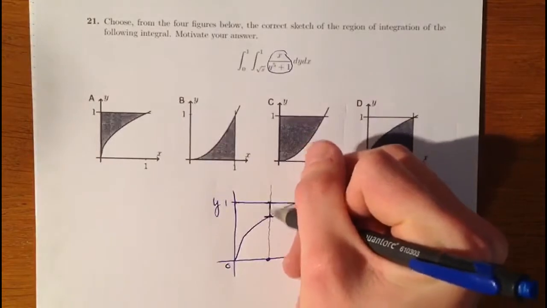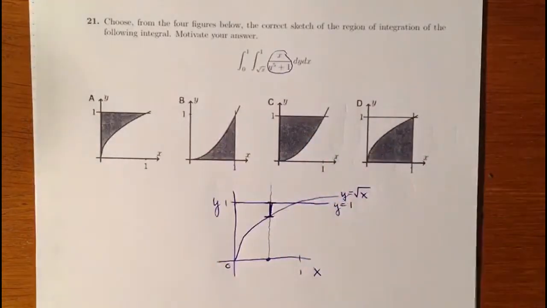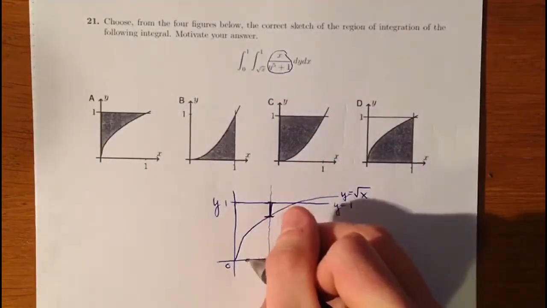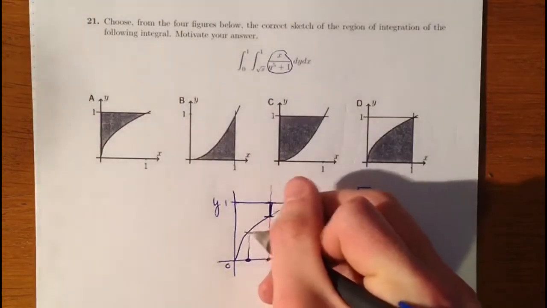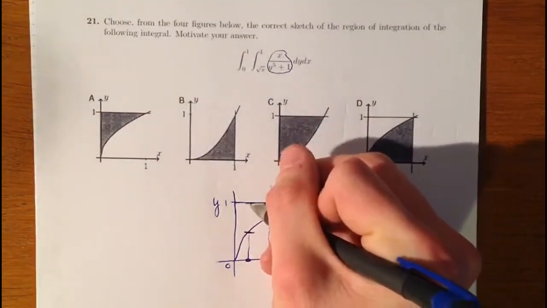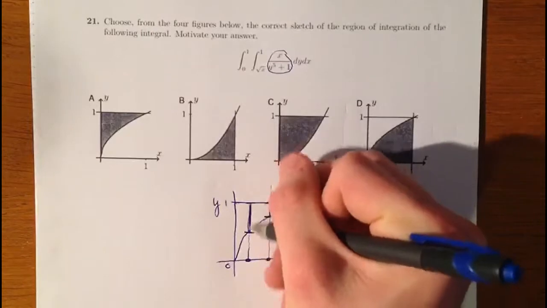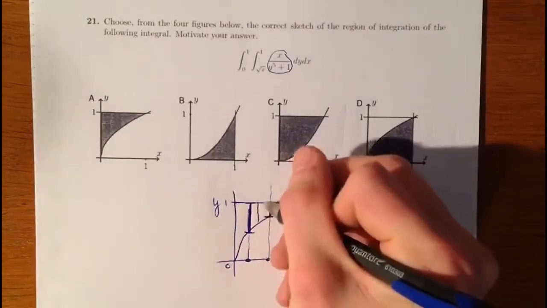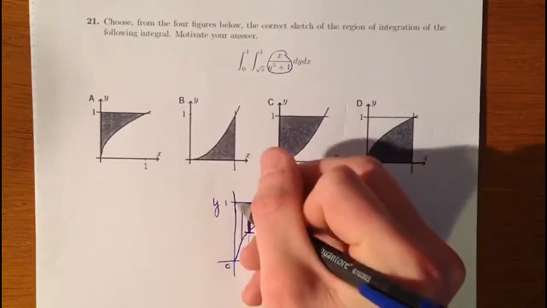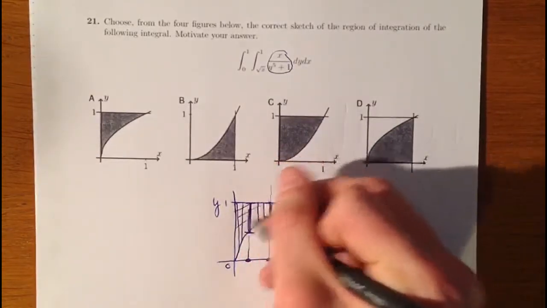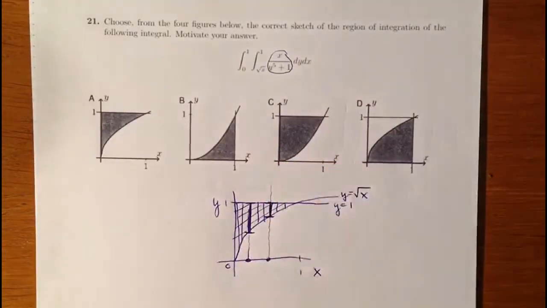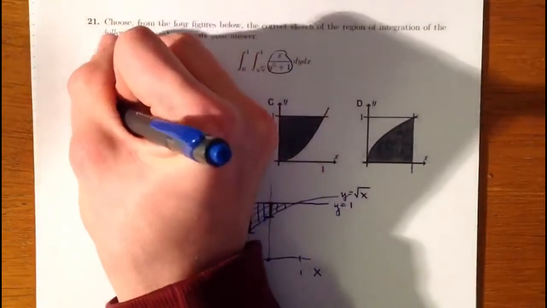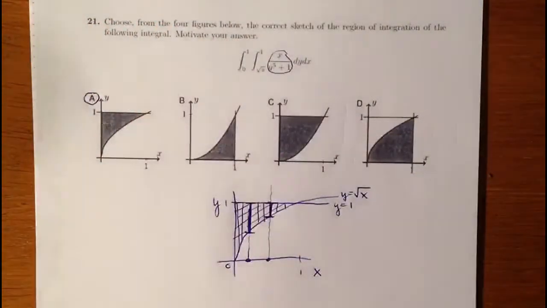So this is the piece we want to compute. If we take another point, we enter the region here and we leave the region here. So this is the piece we compute. And if you do it over and over, you can see that this region is the one you can calculate with this integral, and that matches with answer A. So the correct answer is A.